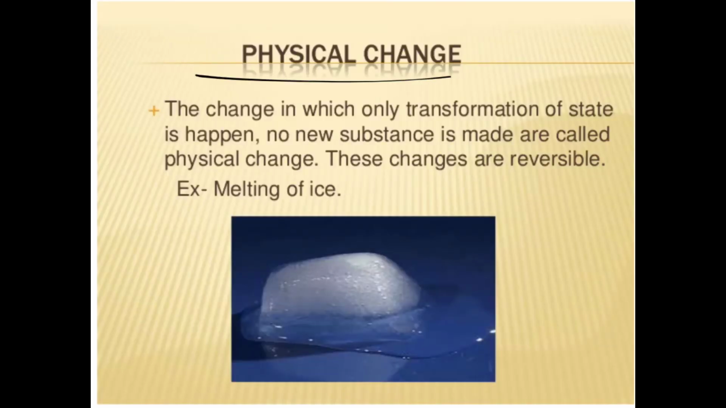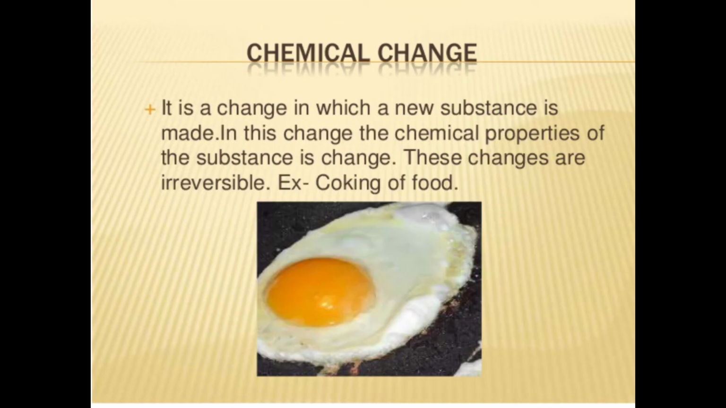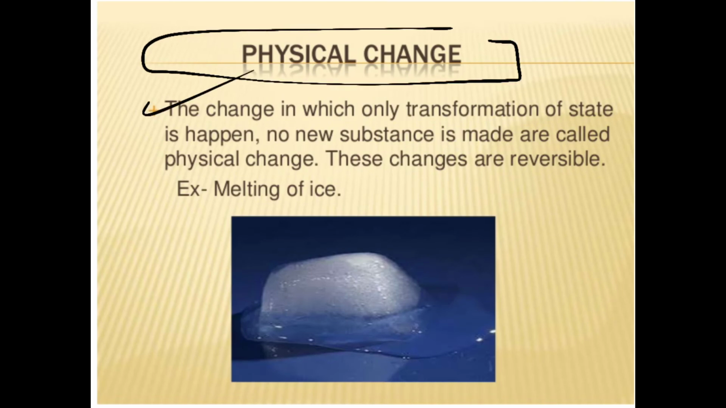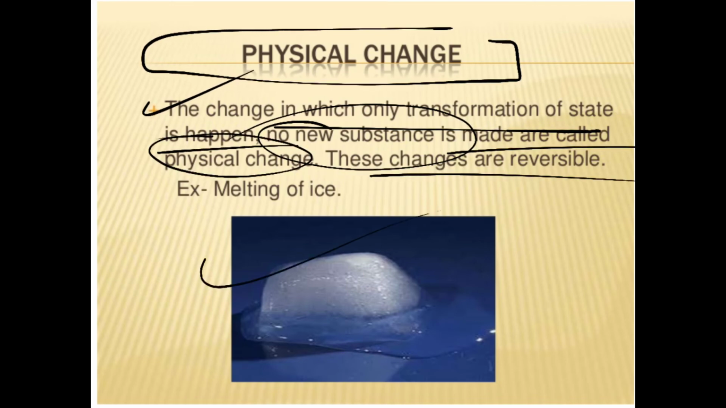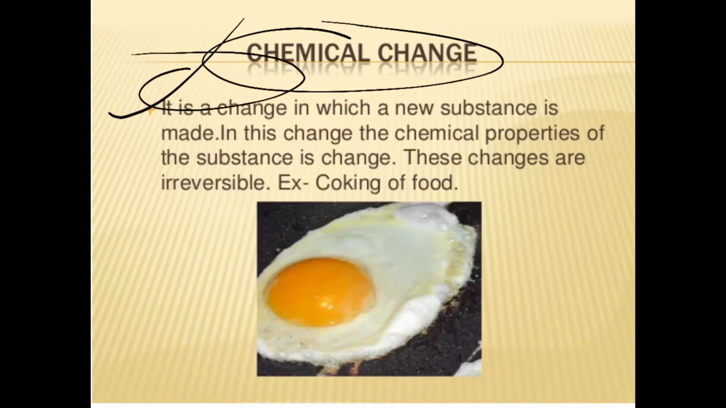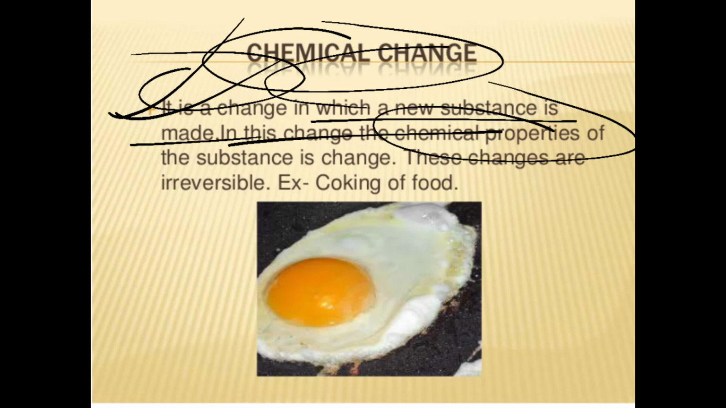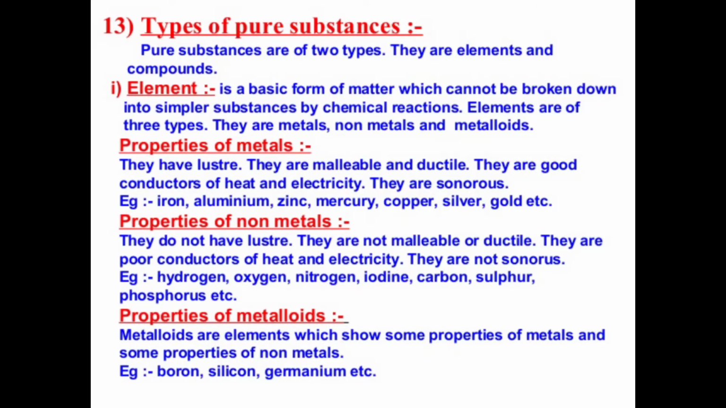Here let me make you aware that basically in chemistry there are two types of changes. The first one is physical change and another one is chemical change. Physical change is the type of change in which only the state changes, and no new substances are formed. Here the example is melting of ice. Now the next is chemical change. It is a change in which a new substance is made, and the chemical properties of the substance are changed, right? For example, cooking is the biggest example.